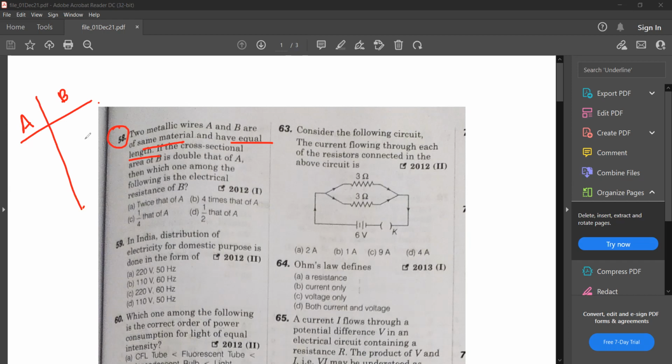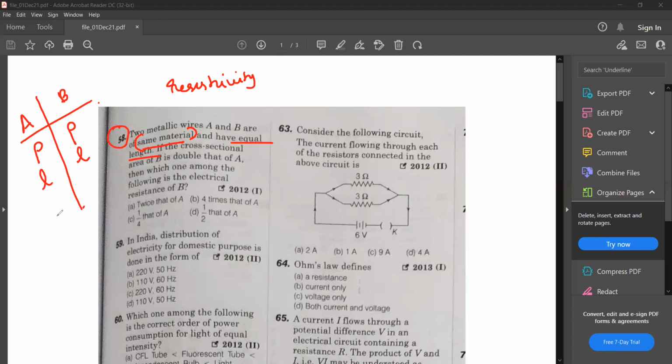See, two metallic wires A and B, they are of same material. Same material means it has resistivity same, isn't it? Same material means rho, resistivity rho is same. So that is the meaning of the same material. When they say it is of same material, you have to take rho, that is same resistivity. They have equal length. So L is same.